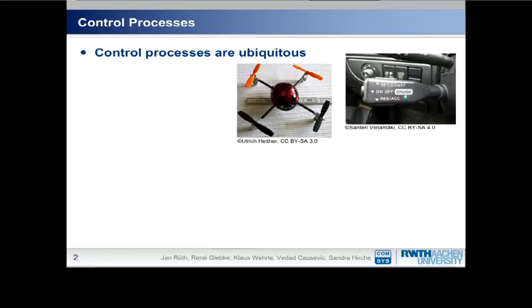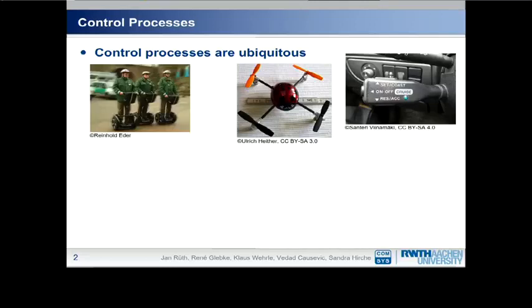Another thing you probably know is autonomous drones. They stay in the air, and if you push them, they go back to the original position. That's also a control process. The most famous one is probably the Segway. You can stand on it, and if you lean forward, a control process wants it to be stable, so upright, and thereby it goes forward.